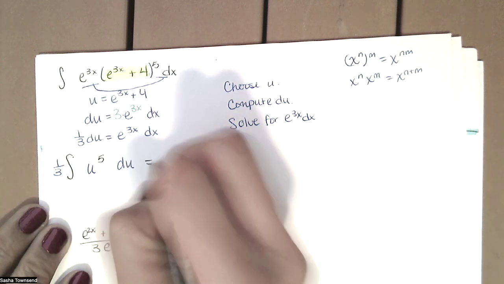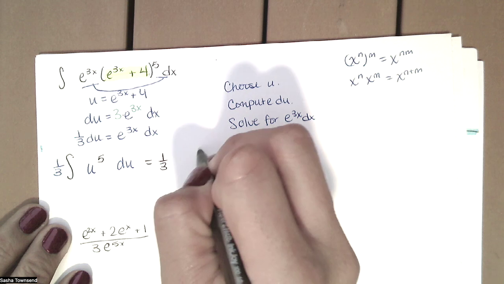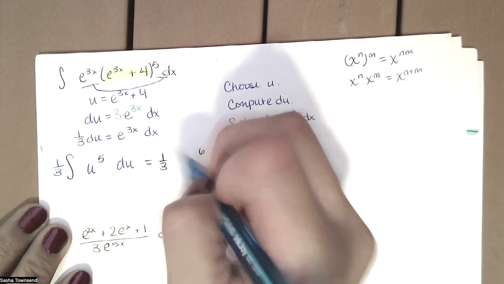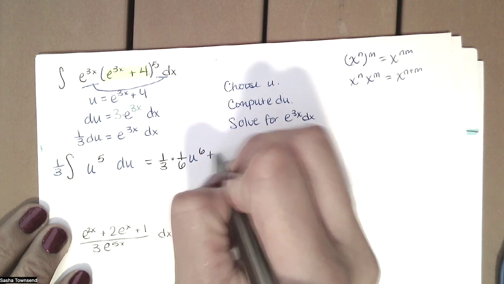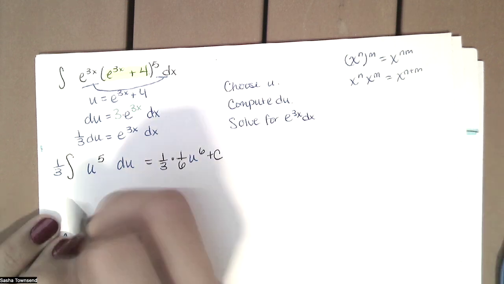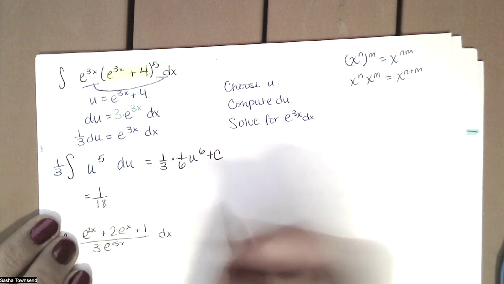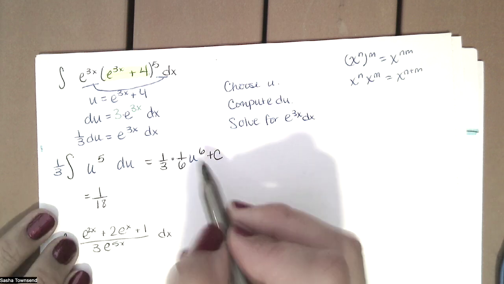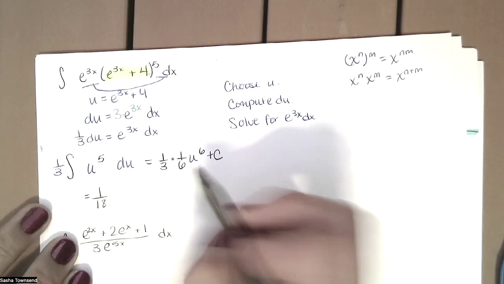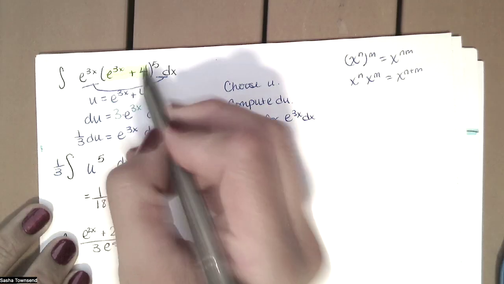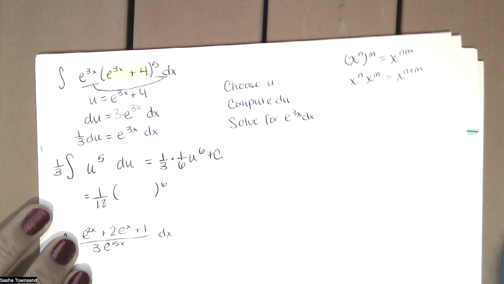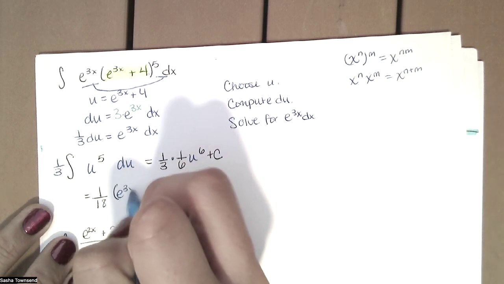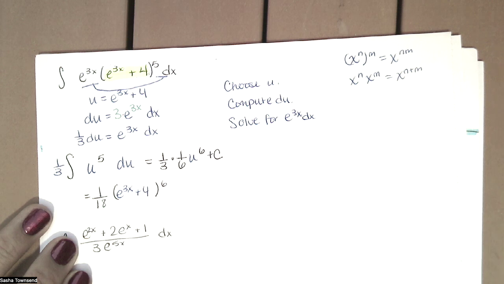So we add 1 to the exponent. It's going to give us a u to the 6th. And then divide by the new exponent. Dividing by 6 is the same as multiplying by 1/6. Don't forget your plus c. So we end up with a 1/18 times u to the 6th. But we want a final answer in terms of x, not u. So we replace u with whatever it was originally. In this case, u was that e to the 3x plus 4. And then don't forget your plus c.